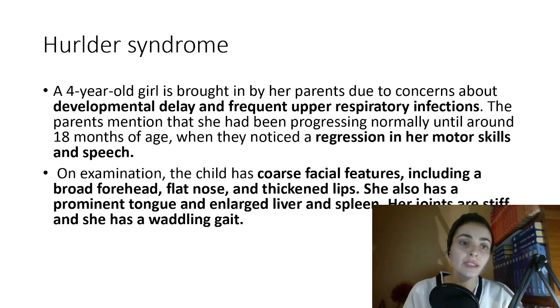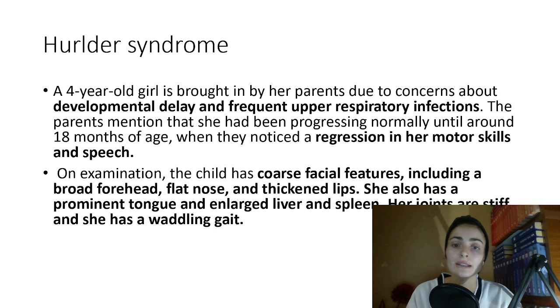Okay, all of these were the sphingolipidoses, meaning different sphingolipids were accumulated, though the remaining two disorders belong to mucopolysaccharidosis. So the first one is Hurler syndrome. A 4-year-old girl is brought in by her parents due to concerns about developmental delay and frequent upper respiratory infections. The parent mentions that she had been progressing normally until around 18 months of age, when they noticed a regression in her motor skills and speech.